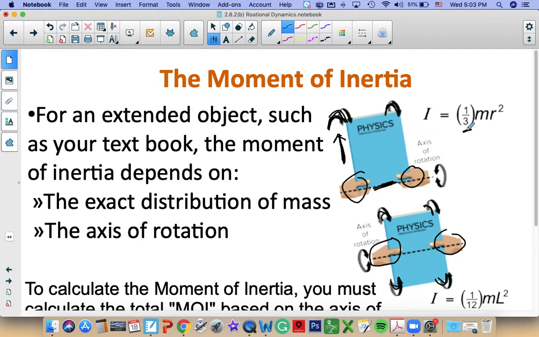So that is going to be 1/3 mass times radius squared. Now these are kind of formulas. I would give you a formula that you would need. So for the second object here, or the second idea here, if I grab that from the center, well, that's going to be a lot easier to rotate because I have a little bit of weight here and a little bit of weight here.